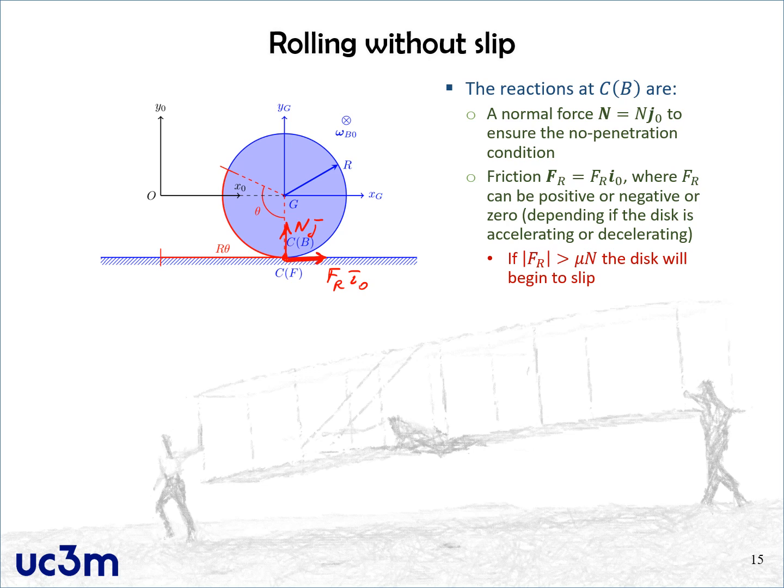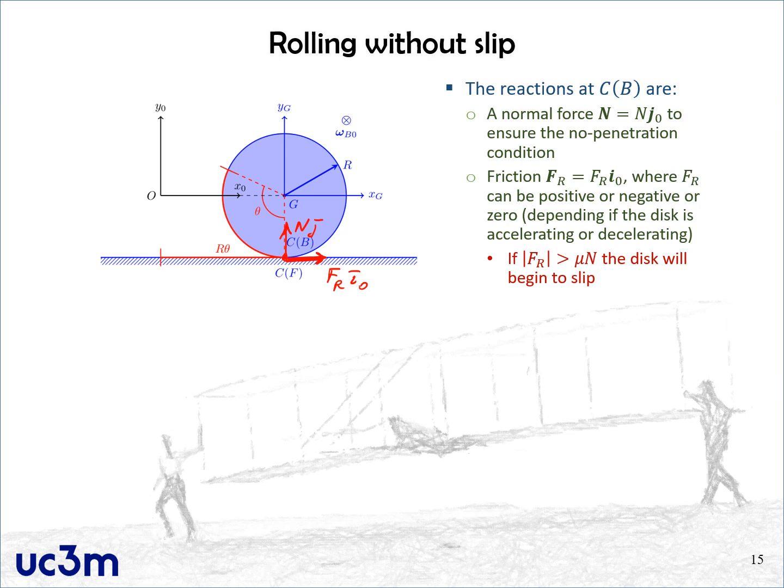If the disk is accelerating, for example, the friction force will point forward. If the disk is decelerating, it will point backward. And it can also be 0. If you just set the disk in motion with the right velocity and it is not accelerating, there is no need to have any friction force to keep that condition going. So it can also be that you find that the friction force happens to be 0 for your problem.